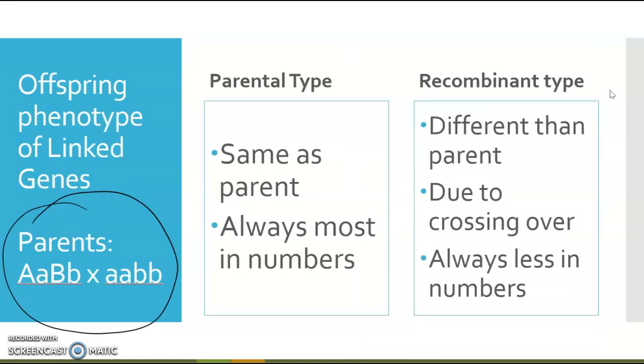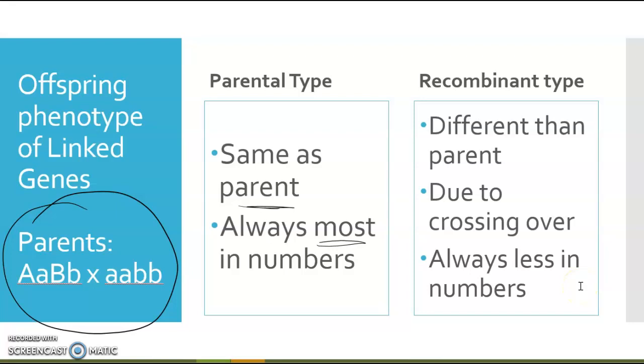So, parental type, what that means is that they're going to be the same as the parent. They look the same as the parent, and they're always going to be the most in numbers. But, as we see, if there's a crossover event, right, what you're going to find is that there are going to be differences than in the original parents, and those values are always going to be less.